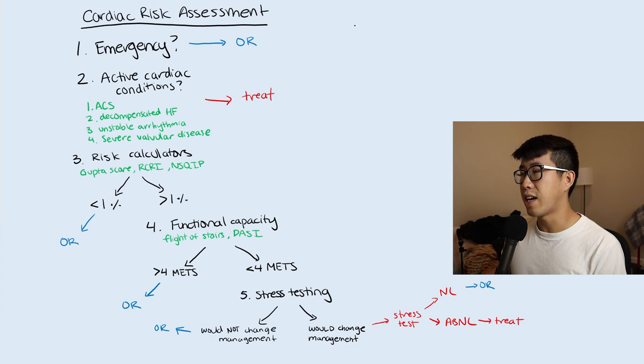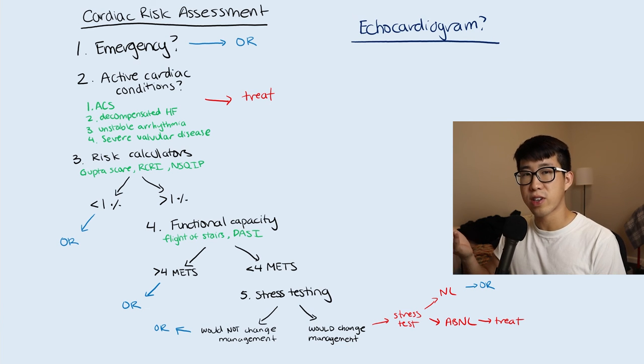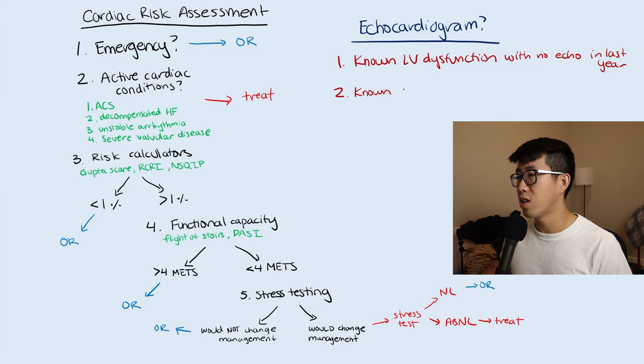Next question that frequently comes up is, is the patient going to need an echocardiogram? So this is a really great question. And a lot of times the surgeons are going to ask you, does this patient need an echo? And there's only 4 different scenarios in which you would recommend obtaining an echo before surgery. And that is going to be known left ventricular dysfunction without a recent echo in the last year, known moderate or severe aortic stenosis or aortic regurg with no echo in the past year.